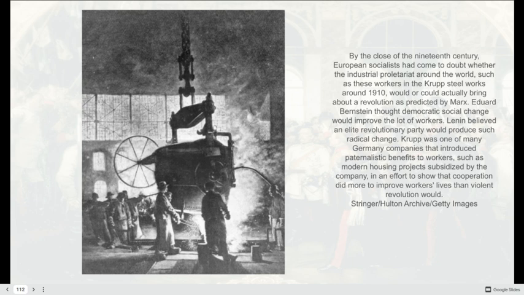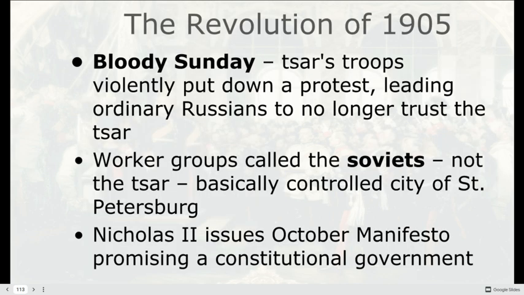The problem is that Russia didn't have a lot of industry, so you didn't have labor unions or a huge working class that was interested in this type of change. And a lot of people were scared of trying to overthrow the Tsar. In 1905, there was a large amount of protest that happened, but the Tsar's troops easily put it down. It was commonly known as Bloody Sunday.